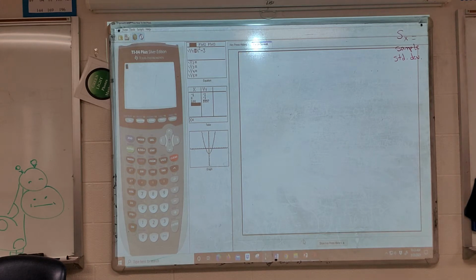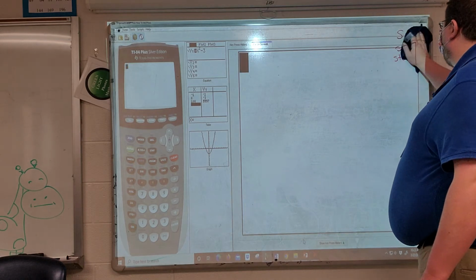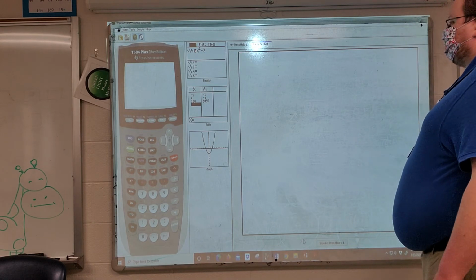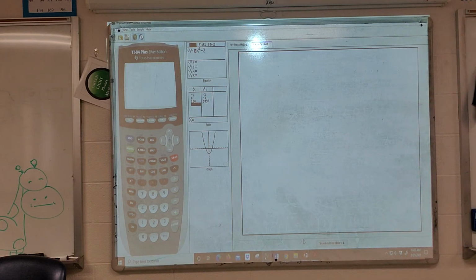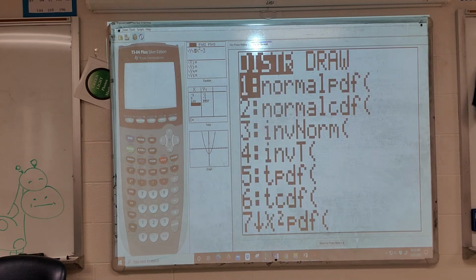So if we think about this, we want to find the t star value. We're going to do it the same way that we found the z star value. We're going to go into the distribution menu, so we go second vars. With z star, we used inverse norm. For z star, we used inverse norm. How are we going to find t star?